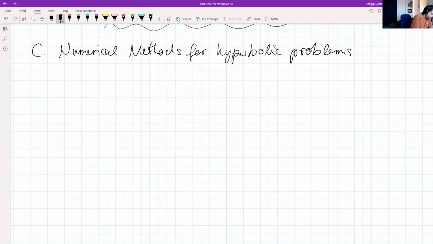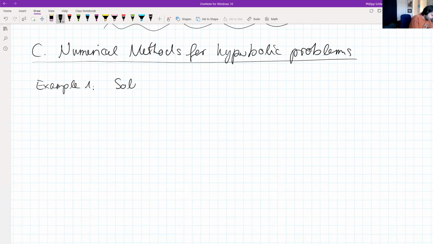So now that we know what a solution looks like and what we would expect, and we talked about the conservation properties, the flux formulations, and so on, now we need to design numerical methods. And I would like to start with the first example. Example number 1. We want to solve the Burgers equation.